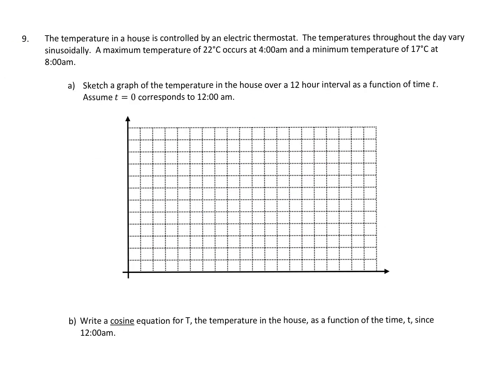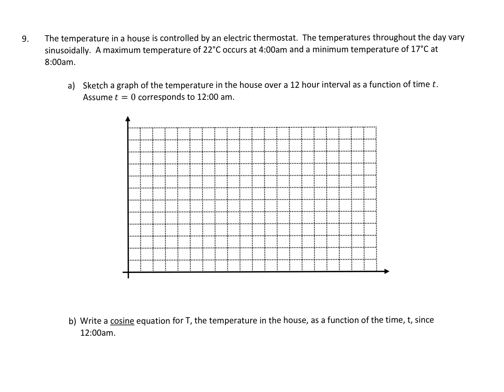Okay, number 9, this one's kind of a lengthy problem, there's a lot going on, but let's just see. The temperature in a house is controlled by an electric thermostat. The temperatures throughout the day vary sinusoidally, which just means it's basically going to go up and down like a sine curve or a cosine curve, okay? It's going to be cyclic. It's going to repeat the same cycle over and over again. So a maximum temperature occurs at 22 degrees Celsius, and that's at 4 a.m., and a minimum temperature of 17 degrees Celsius occurs at 8 a.m.